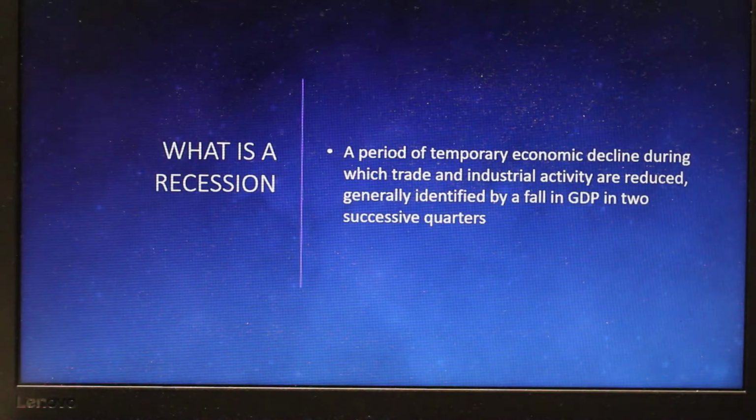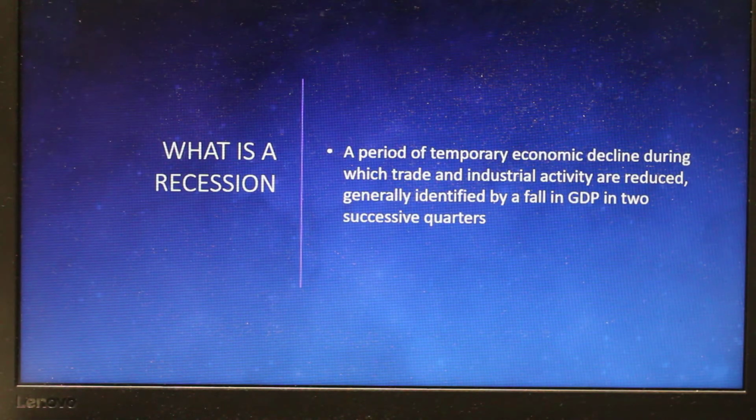Now let's first of all look at what is a recession. A recession is a period of temporary economic decline during which trade and industry activity are reduced, generally identified by a fall in GDP in two successive quarters. A quarter here is 3 months. So January, February, March is a quarter, April, May, June is another quarter. So for 2 consecutive quarters, a fall in GDP results in a recession.